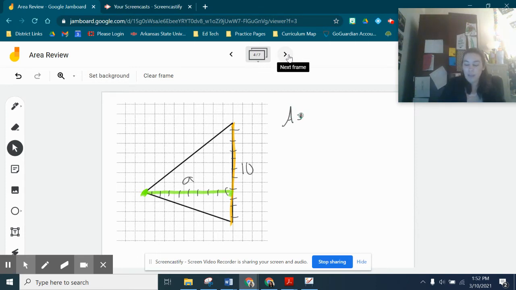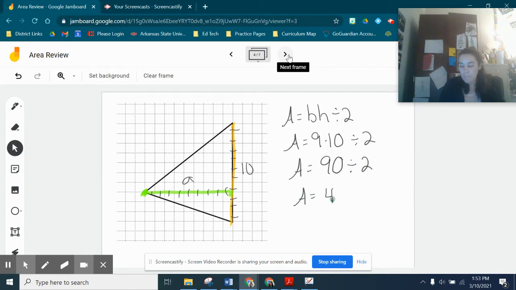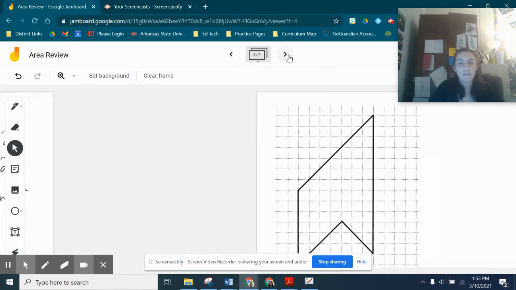The more you write this formula, the more you will have it memorized. So we have 9 times 10 divided by 2. So that is 90 divided by 2, which we know is 45 units squared. Okay, so that's how you would find the area of that.